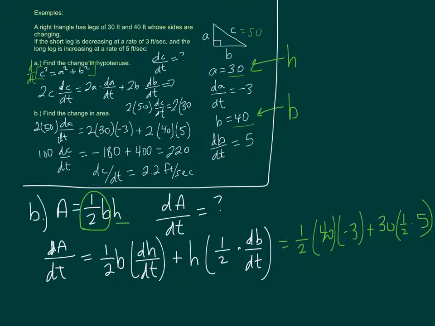So as the base increases at 5 and the height decreases at 3, we'll end up with a change in area of, well, this is going to be -60 plus, I believe, 75. Check my math on that. Looks to me about 15, and since it's area, we're looking at square feet per second.